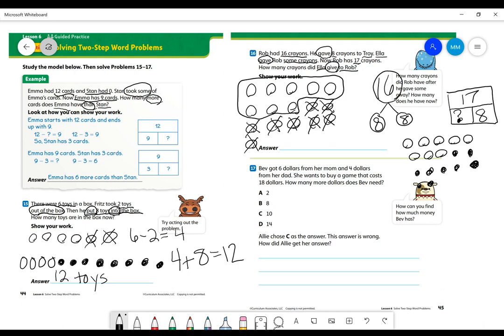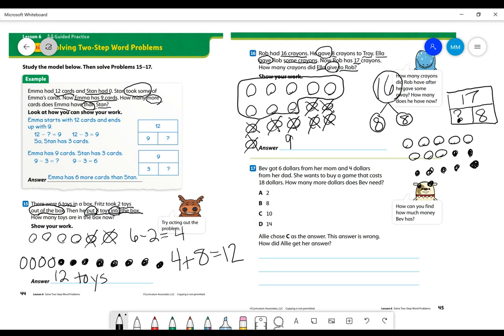What was my missing part? How many crayons did Ella give to Rob? She gave 9. We started with 8, what was left, and then we knew that Rob had 17 altogether, and we had to find the part that Ella gave to Rob. So how many crayons did Ella give? 9 crayons.